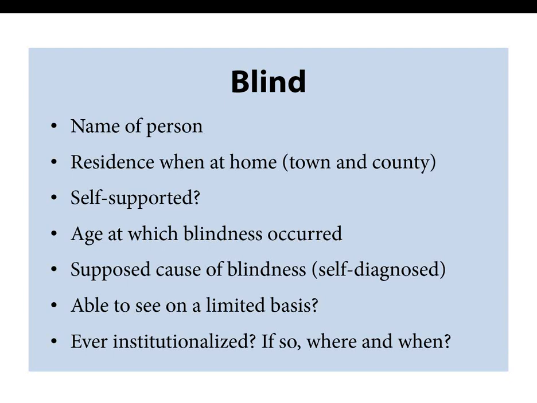So blind individuals, again, we're asking very similar questions to the previous three. The name of the person, where did they live usually, are they self-supported, when did this happen, what's the cause, and then if they've ever been institutionalized.